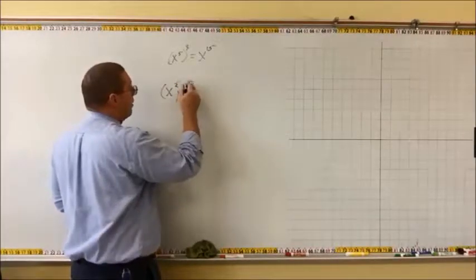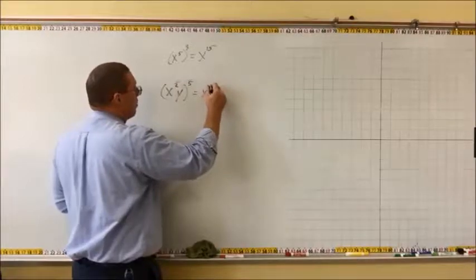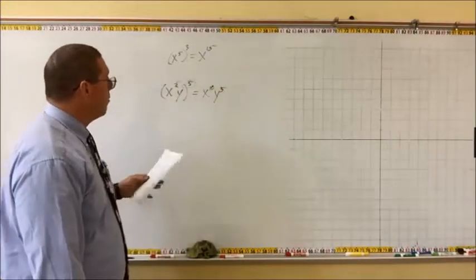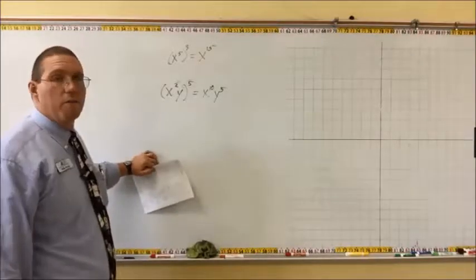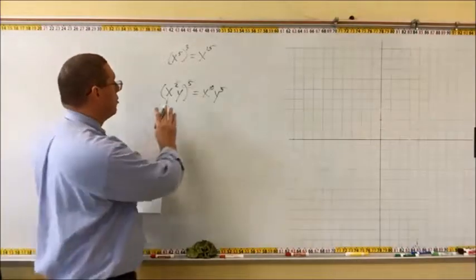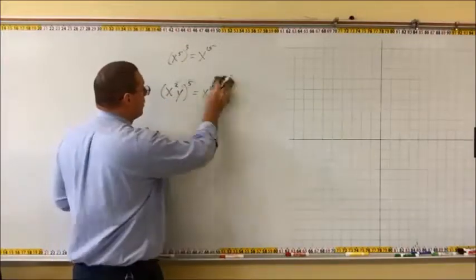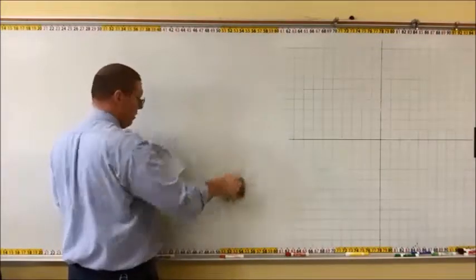And if you did that, 5 times 2 is x to the 10th power, and then it'd be y to the 5th power. Okay? Some of you did some other stuff, and I gave you credit for other stuff, but all I really wanted you to do here is just turn it into x to the 10th, y to the 5th. Okay? So that's number 7.